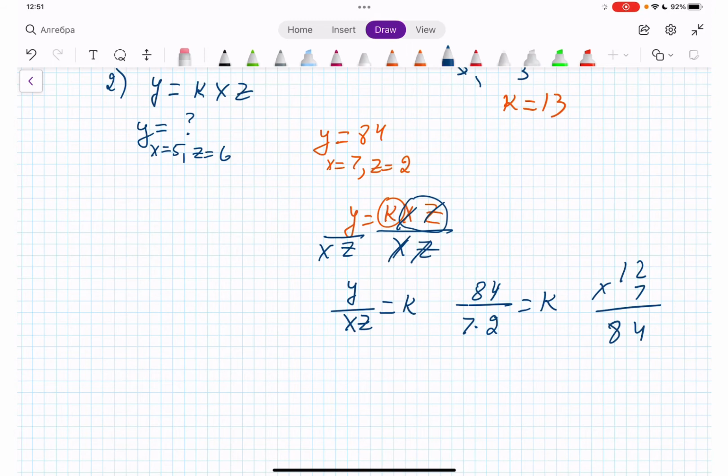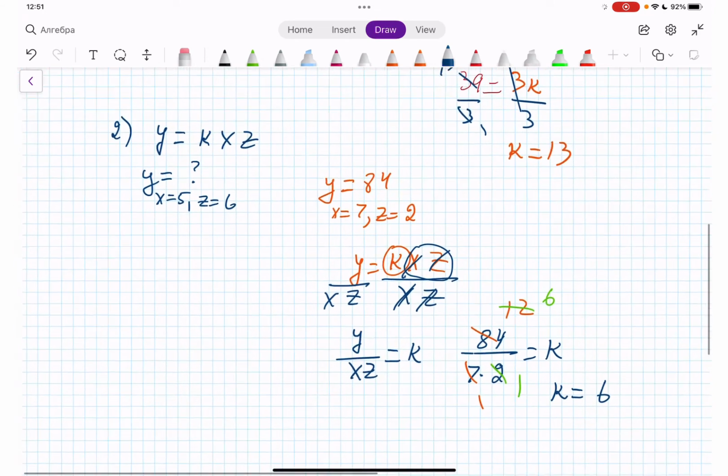14, 7, 8. Well, I don't know what I did wrong, but it was wrong. So this is going to be 12. This is going to be 1. And now I am going to 12 and 2. Divide by 2 is 6, right? This is 1, this is 6. And we are getting k is equal 6.